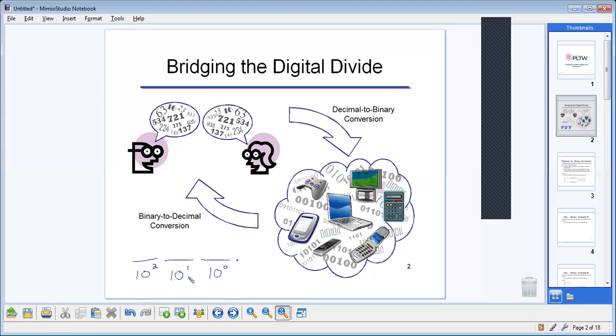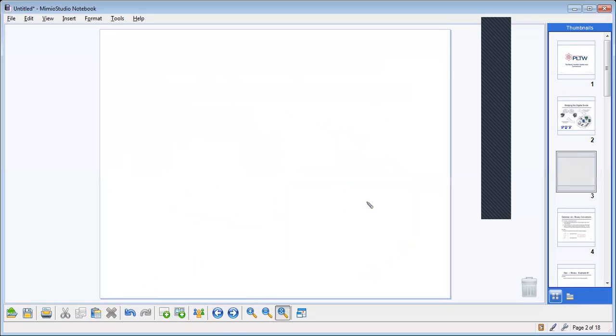Well, in the binary system, we have base 2. I know I've shown this to a lot of you before. So here we have 2 to the 0, 2 to the first, 2 squared, and 2 cubed. I always like to write the value of those numbers too. 2 to the 0, any number to the 0 power is 1, 2, and you see a pattern here. It just doubles every time.